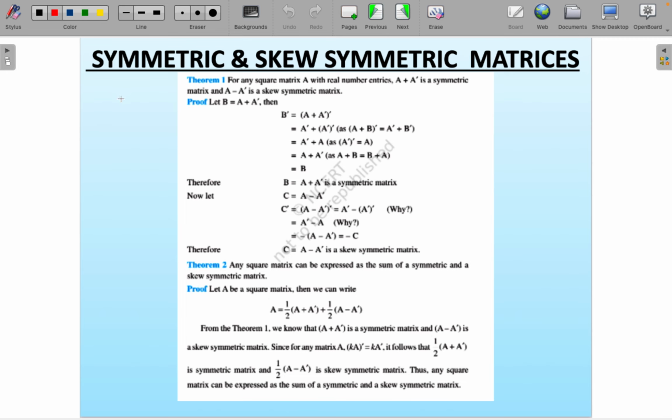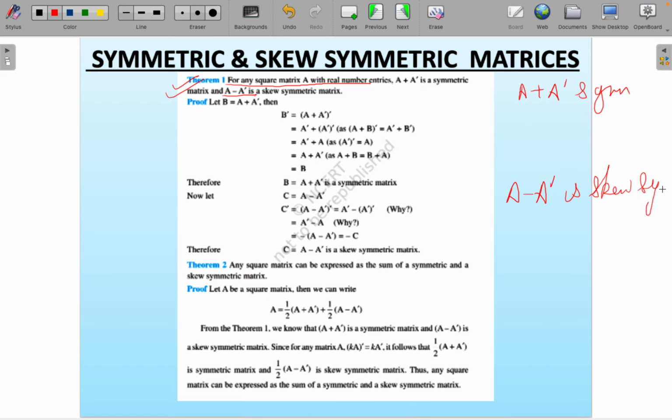Now let's learn a theorem. Theorem 1 and Theorem 2 about symmetric and skew symmetric matrices. You can express a matrix A with real number entries such that A plus A transpose is symmetric and A minus A transpose is skew symmetric. तो अगर आपको कभी A matrix given है तो हमें पता होना चाहिए कि जब हम A plus A transpose की बात करते हैं वो हमेशा symmetric होता है, और जब हम A minus A transpose की बात करते हैं that is always skew symmetric.